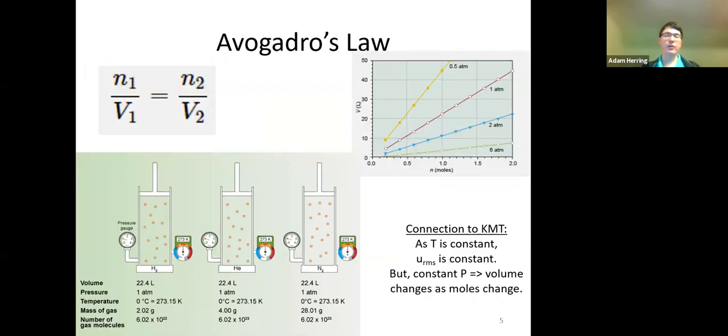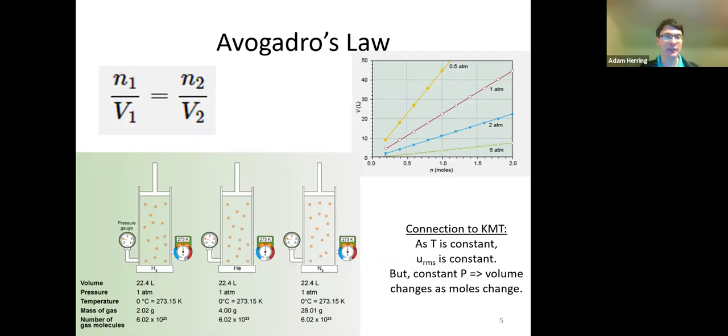Avogadro's law evaluates the relationship between the number of gas particles and the volume that they occupy. So this can be done by taking a variety of different gases and placing them in a container at a certain pressure and a certain temperature. And if you take 1 mole of any of these gases, then what you'll notice is that they occupy the same volume. So while there'll be different masses of gas particles, the number of gas particles are what are changing the volume of our system.